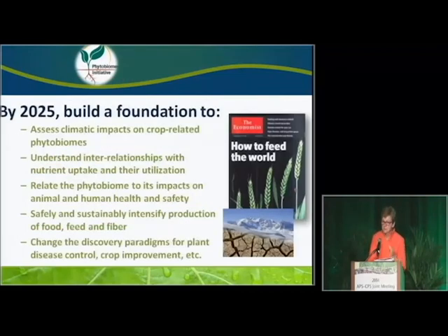So to wrap up, our goal is by 2025 to build a foundation to assess climatic impacts. We need the science behind all this to understand interrelationships with nutrient uptake and utilization, to relate the phytobiome to its impacts on animal and plant health, to safely and sustainably intensify production of food, feed, and fiber, and to literally change the paradigms for plant disease control and crop improvement.